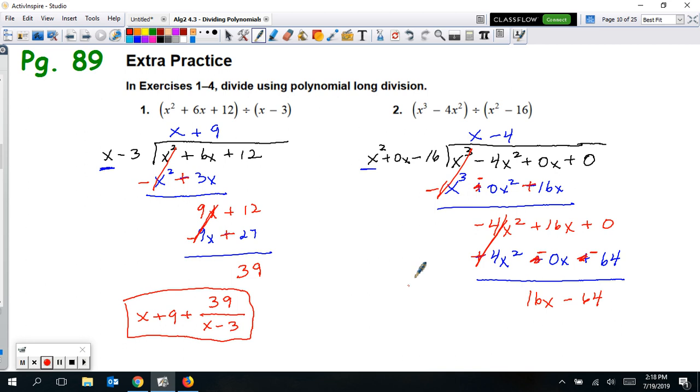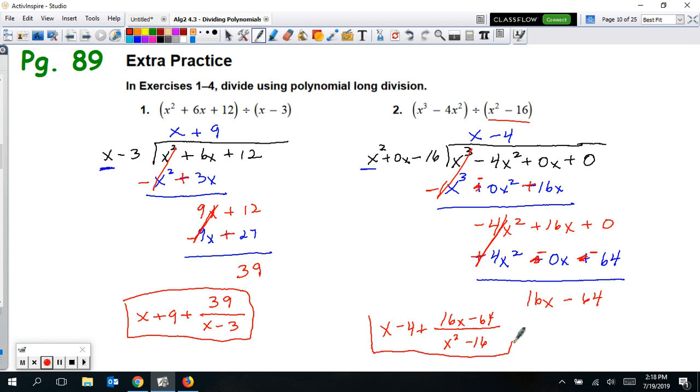So here's how we write our answer. We take our quotient up on top there, x minus 4. We're going to say plus the remainder as a fraction, which is going to be the remainder here, 16x minus 64, and it's all over what we were dividing by. Now when you write this one out, you should put this one here, not with the 0x. You just want to say x squared minus 16. And that's that.